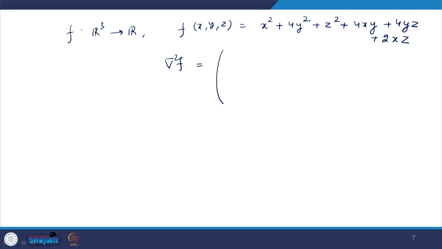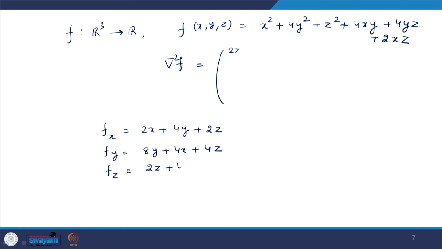Hessian matrix we already know how to find. It is del square f by del x square, which is 2x. Okay. It is the second derivative. So, first you find f x. What is f x? f x is 2x plus 4y plus 2z. What is f y? f y is 8y plus 4x plus 4z. What is f z? f z is 2z plus 4y plus 2x.